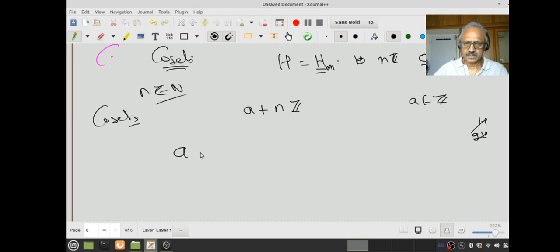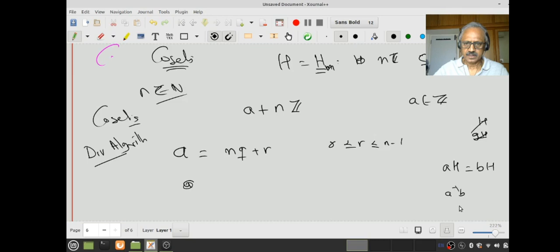Suppose I write a as some nq plus r, where 0 is less than or equal to r, less than or equal to n minus 1, using the division algorithm. Then something very interesting happens. What happens? Can somebody tell me? You remember, when are two cosets equal? aH equals bH if a inverse b, or a b inverse, must be in H, because I am working with a commutative group, so let me just use it.